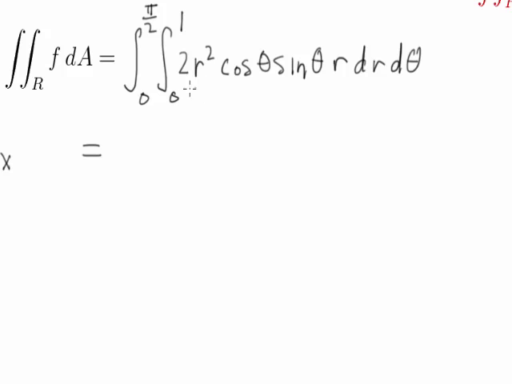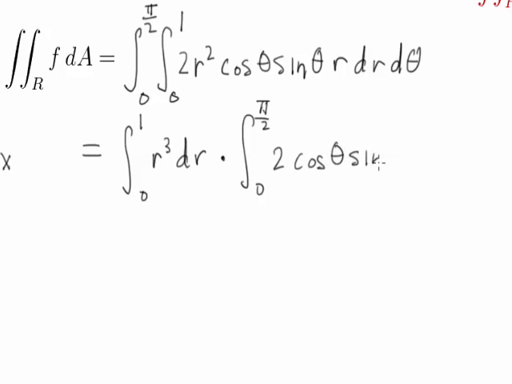Since we have a product of functions of r and functions of theta, we can split that up. So this would be the integral from 0 to 1 of r cubed dr, times the integral from 0 to pi over 2 of 2 cosine theta sine theta d theta.